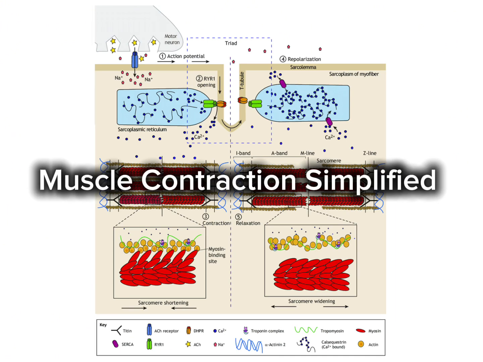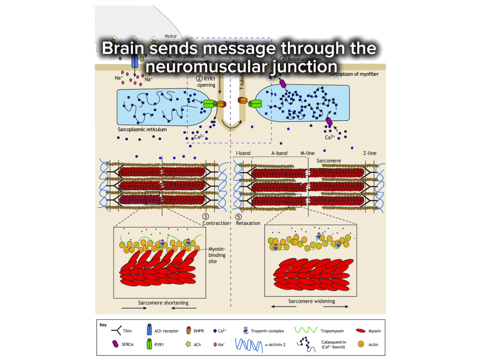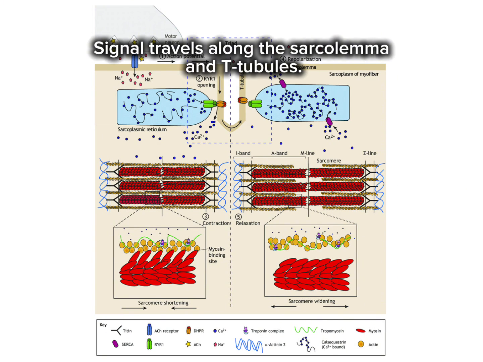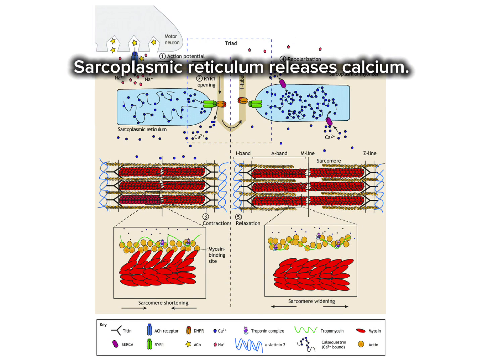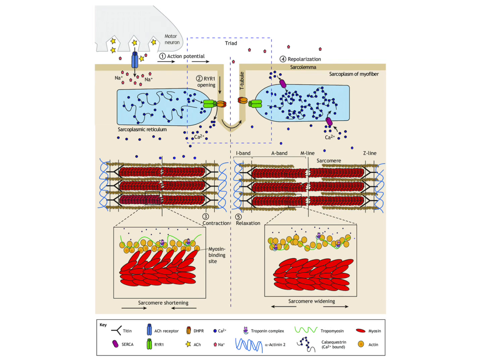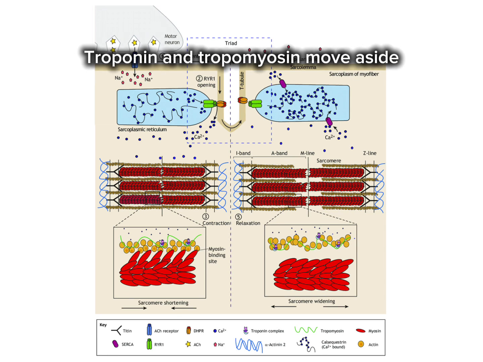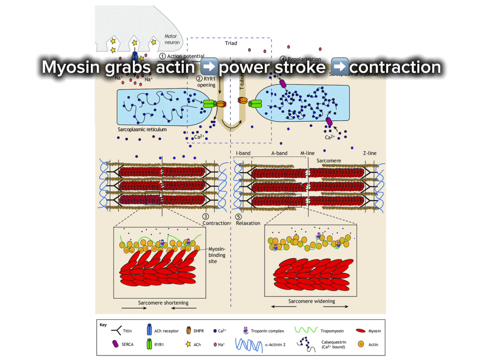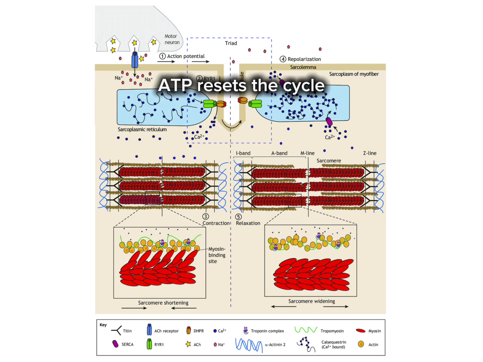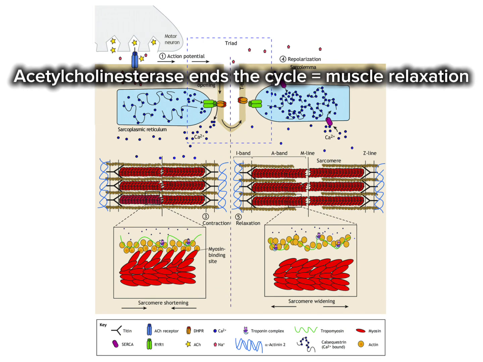Rock now. So here's the muscle contraction love story, simplified. First, the brain sends a message through the neuromuscular junction, and then that signal travels along the sarcolemma and the T-tubules. The sarcoplasmic reticulum then releases calcium, and troponin and tropomyosin move aside. Then the myosin grabs actin, it goes into a power stroke, and it goes into contraction. And ATP resets this whole cycle. And acetylcholinesterase ends the show, and everything relaxes.